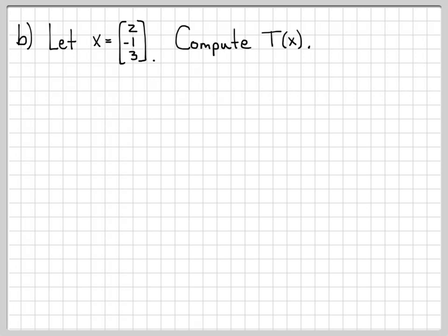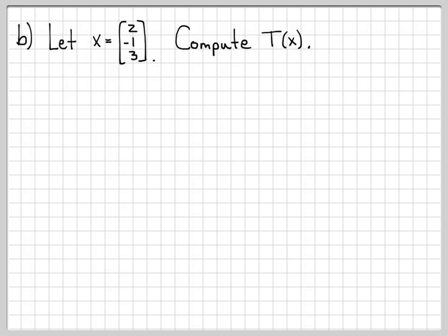Let's do something a little bit more interesting. We know how to write our linear transformation in terms of a matrix representation. Let's deal with this vector now. Consider x equals 2, -1, 3. So here's a length 3 vector. We would like to compute the linear transformation of this vector. So how do we go about doing this?